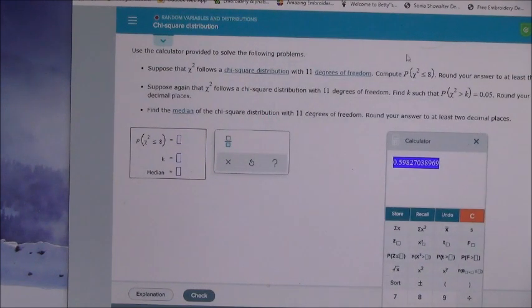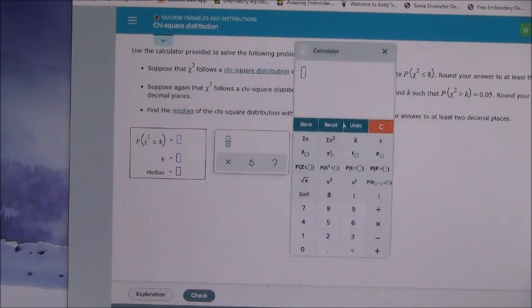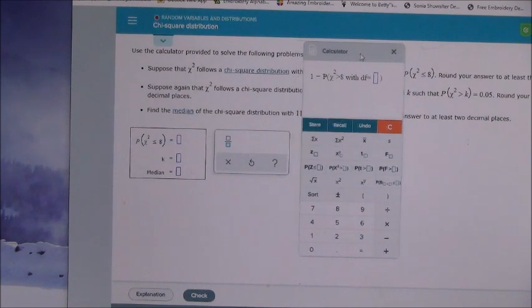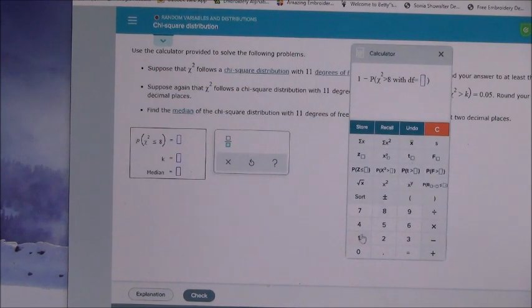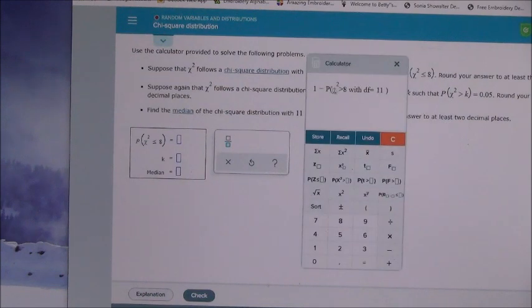So, first of all, if I look at this problem here, I want to find chi-squared less than or equal to 8 for my first answer. So this is like the one I just did. Since I'm doing a less than, I have to do 1 minus. 1 minus my P of chi-squared greater than 8, with a degree of freedom of 11. So if I'm going to the left, or the less than, I'm doing 1 minus. If I hit equal, I'm going to have 0.287.